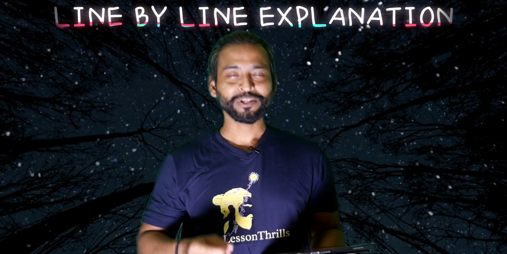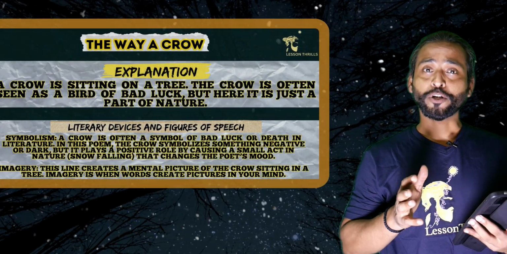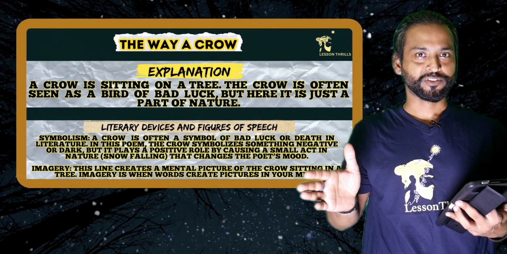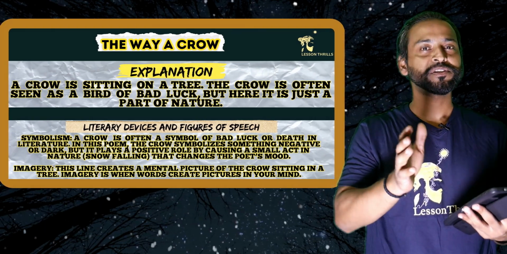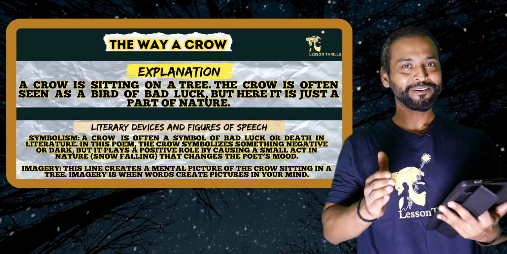Now we are heading towards the line by line explanation. Let's see the first line. The way a crow. Here a crow has been taken as a part of nature. Basically we consider the crow to be bad luck. But here it's a part of nature.